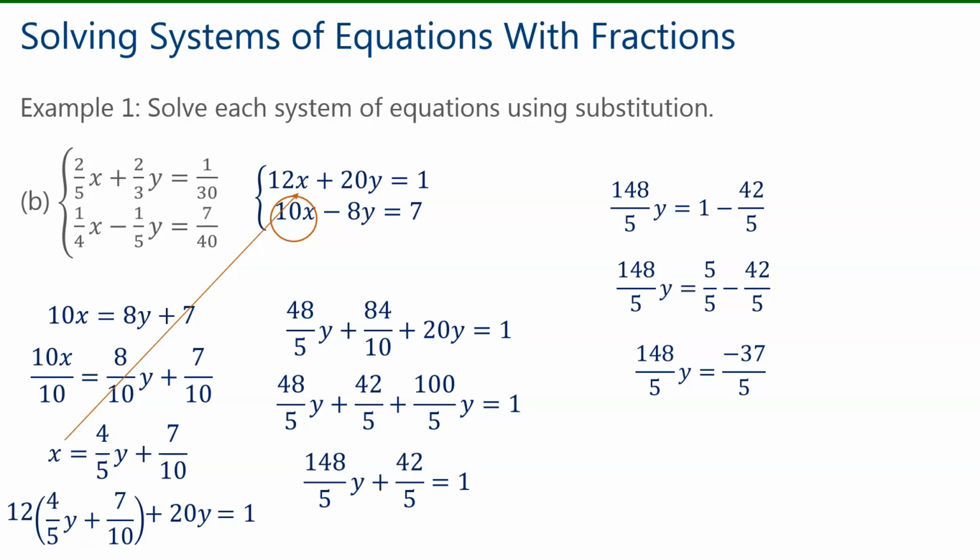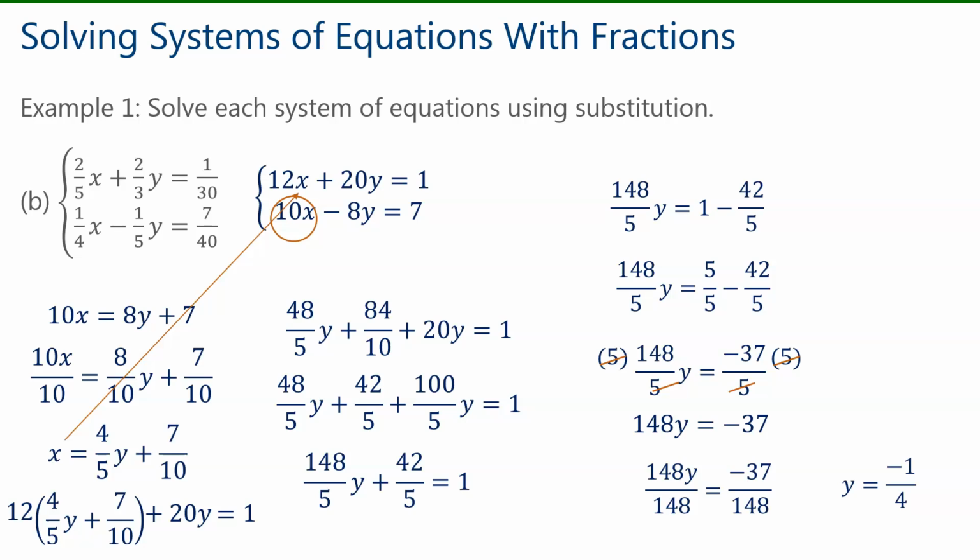Now to solve for y, I can start by getting rid of the 5 in the denominator by multiplying both sides of the equation by 5, and then canceling the 5's, leaving me with 148y equals negative 37. So now let's divide both sides of the equation by 148, and then reducing that, I get y equals negative 1/4.